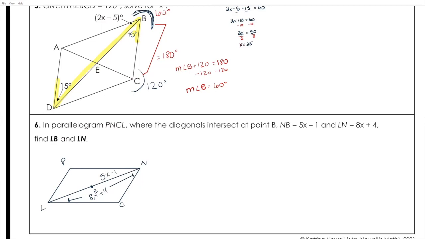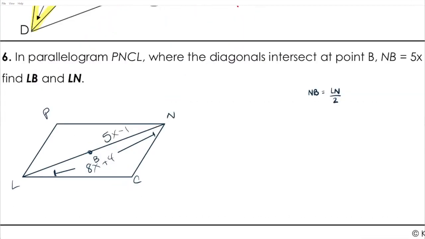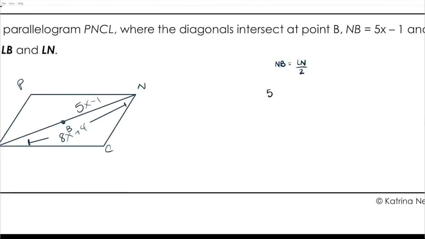So we can't do it like we did number 4 where we set it equal to one another. We've got to get creative. So since we have a piece of a diagonal, we do know that our diagonal is broken up, it's bisected. Okay, so we know that one piece of our diagonal, let's say NB, is equal to half of the full diagonal LN. Because it's cut in half. So we know that that has to be true. So then we get 5x minus 1 is 8x plus 4 divided by 2.